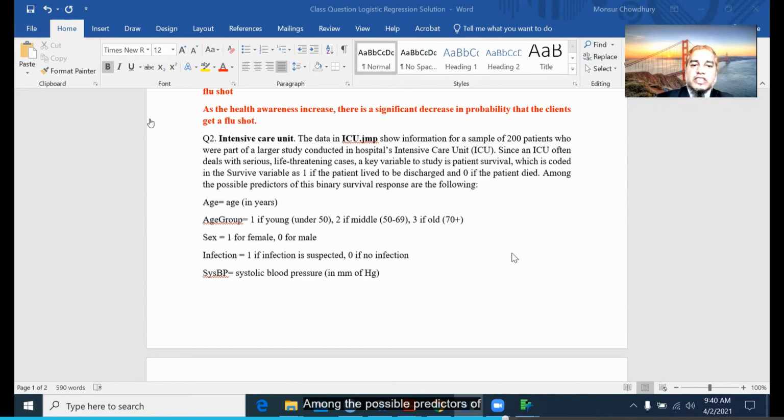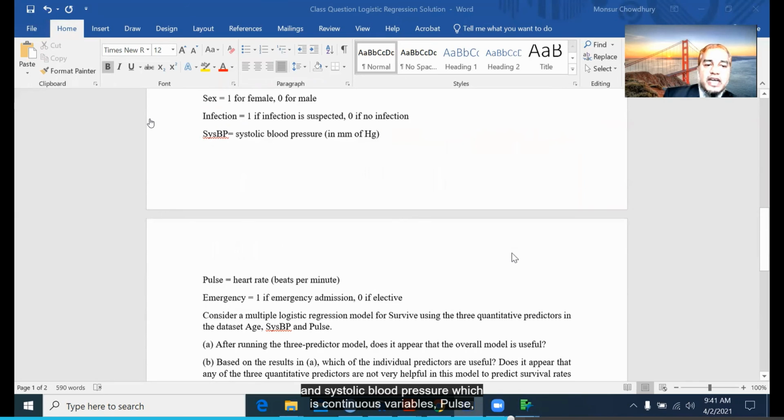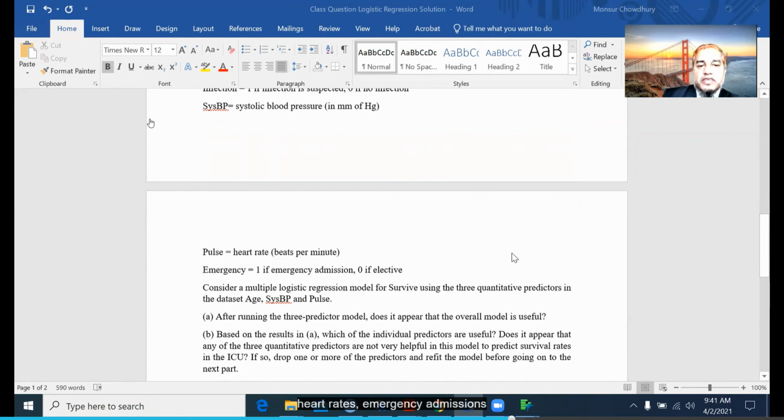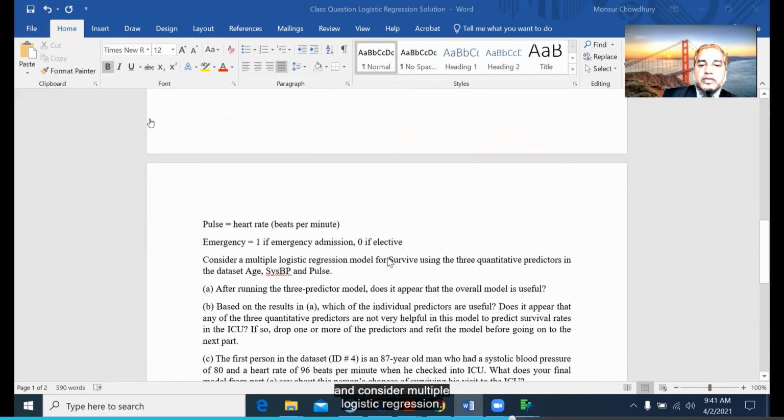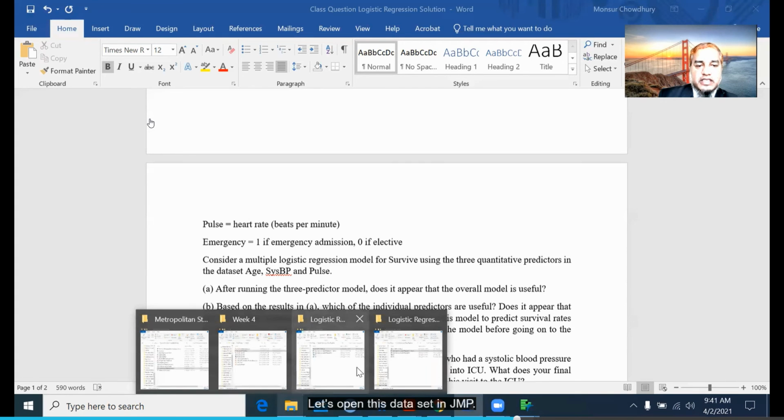Among the possible predictors of this binary response variable are age in years, age groups, sex, infection rate, whether the infection is suspected or no infection, and systolic blood pressure, which is a continuous variable, pulse, heart rate, emergency admissions, and consider multiple logistic regression. Here we are not considering all the predictors. Consider a multiple logistic regression for survive using the three quantitative predictors in the dataset: age, systolic blood pressure, and pulse. So let's open this dataset in JMP.